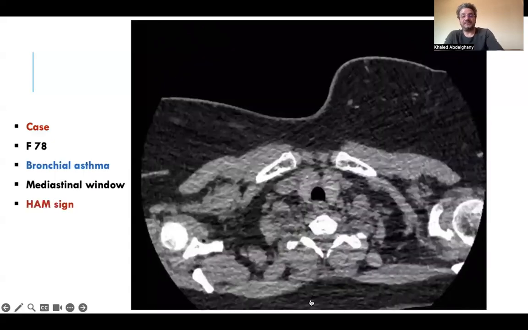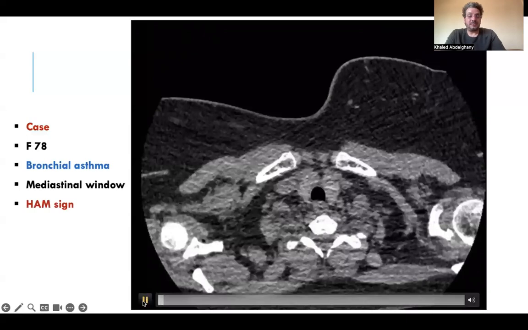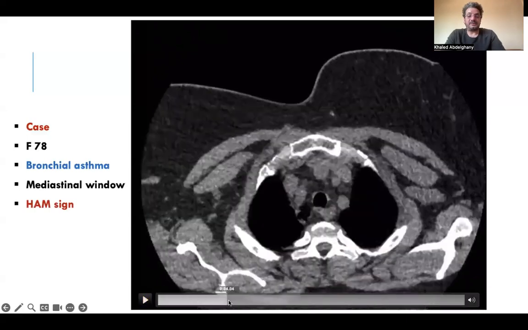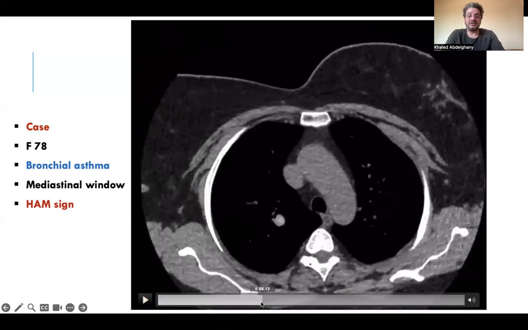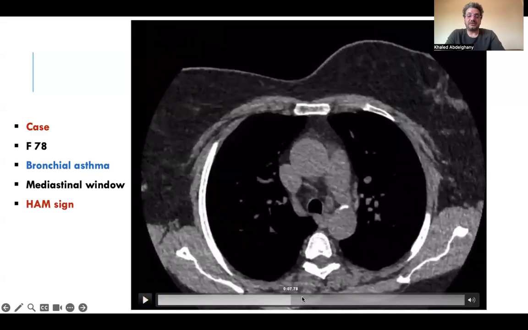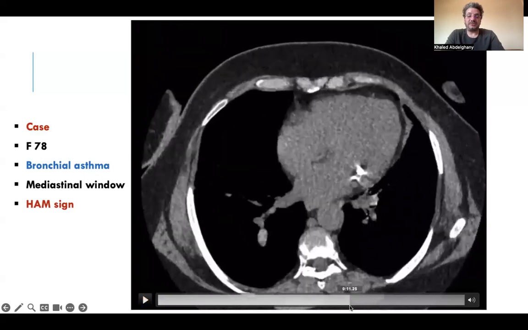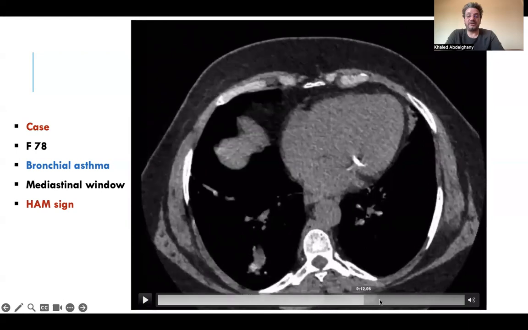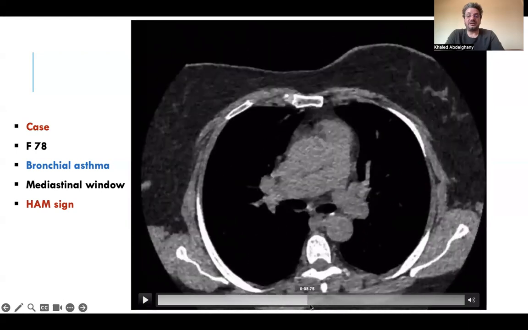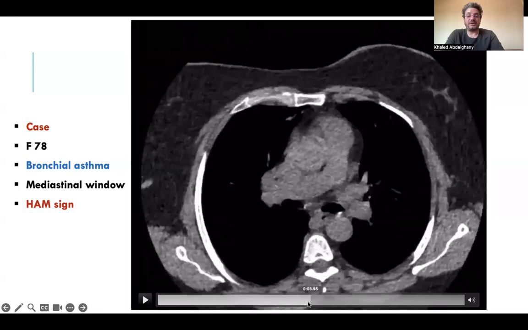Let's go to the mediastinal window here. Here you can see that there is high attenuation within the mucus plugging and the bronchiectasis, and nicely shown here as well in the right lower lobe, bronchocele with high attenuation mucus sign. This is pathognomonic as a radiological sign for allergic bronchopulmonary aspergillosis.